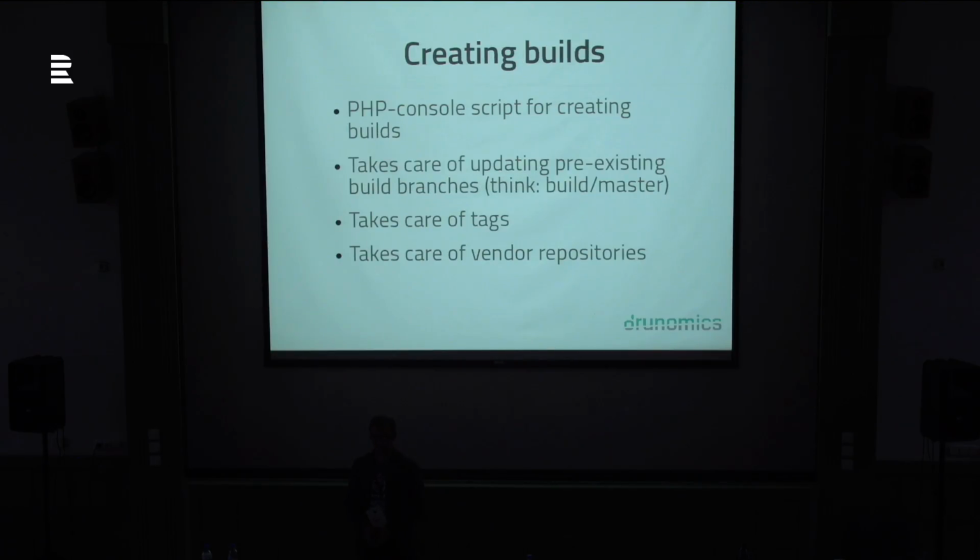I mentioned we have a script for doing that. It's just a PHP console script that we built, and it takes care of updating the pre-existing build branches. If you have build master, you of course don't recreate the build master branch from scratch. You start with the existing build master branch, you merge in all the new development changes, then you update the build, and then you can push it. It also takes care of the tags, it takes care of the vendor repositories, and it takes care of removing the Git directories so you don't end up with Git submodules.